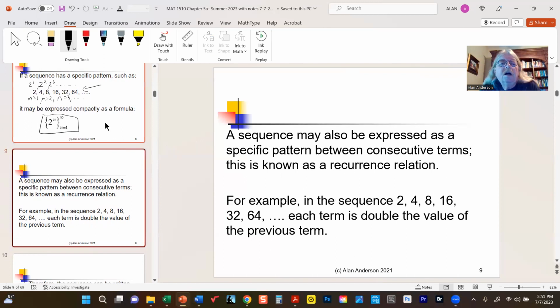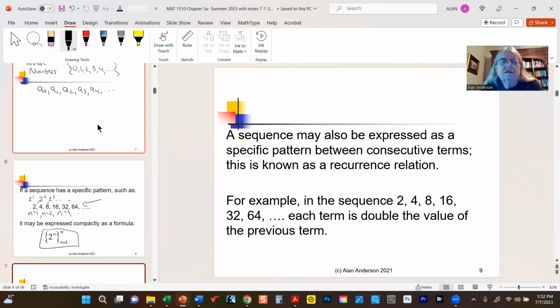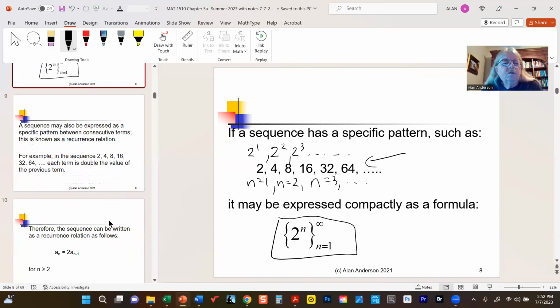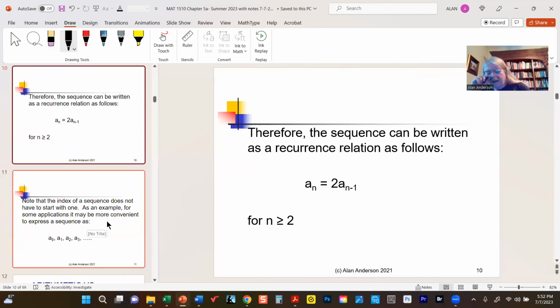Now, if the terms are related to each other somehow, we may be able to express them in that way by creating what's called a recurrence relation. And so here, we notice that every term is double the one before it. So instead of writing this as a formula, we can write this. So for any term from 2 up to infinity, each term is simply double the previous term. So if you notice, here's n minus 1. So this is the previous term.